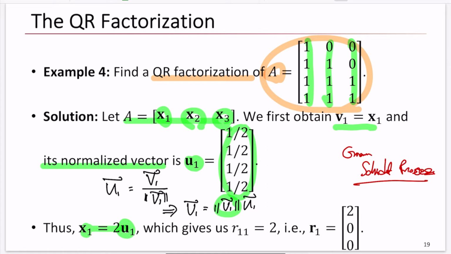The length of this vector is 2, which gives us r11 as 2. So our vector r1 is (2, 0, 0), because x1 is equal to 2 times u1 plus 0 times u2 plus 0 times u3.